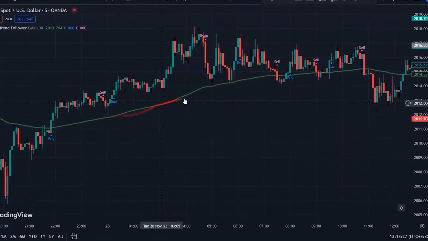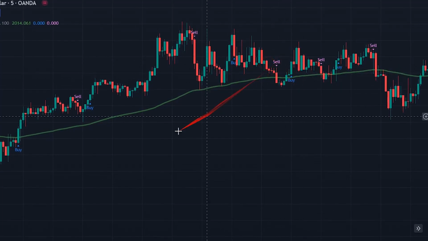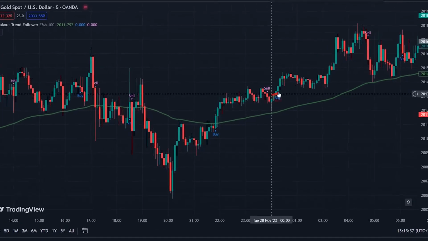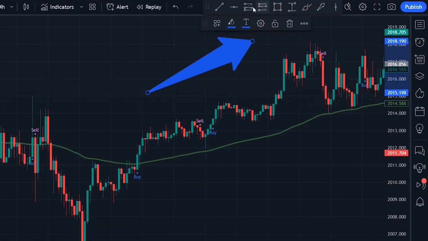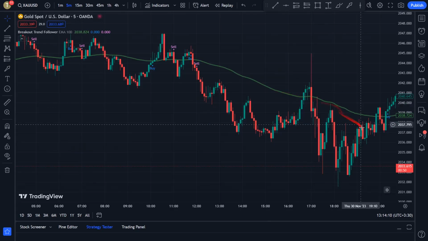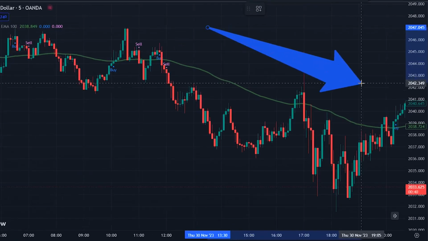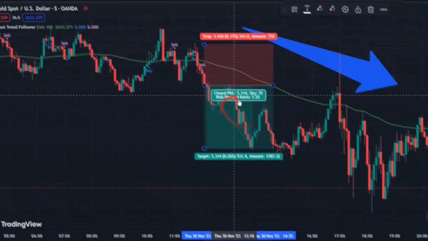Now as you can see, you will see a series of buy and sell signals and also the MA line. When the candles are above the MA line, we realize that we are in an uptrend, and here we can place our buy orders and make a profit. And when the candles are below the MA line, we realize that we are in a downtrend, and we can place our sell orders and make a good profit.